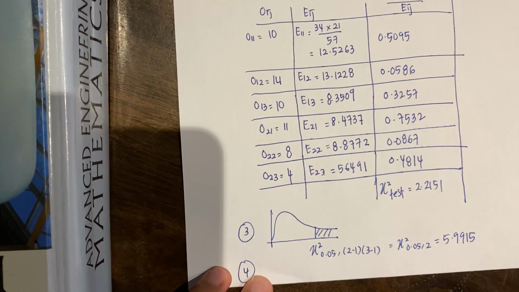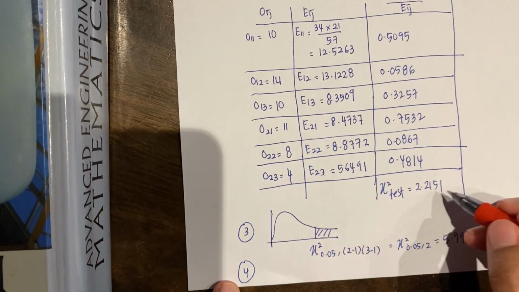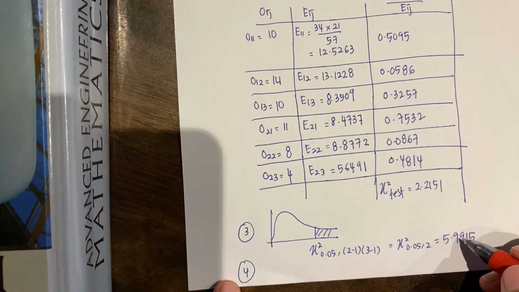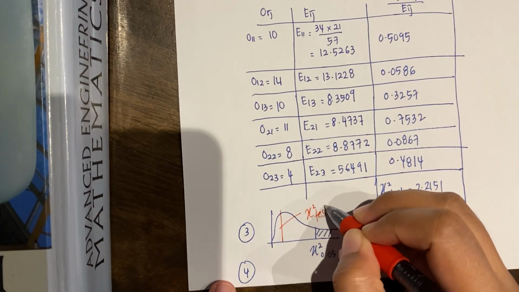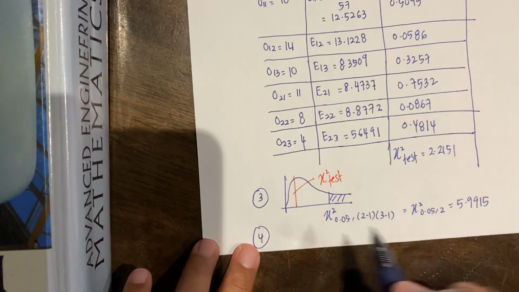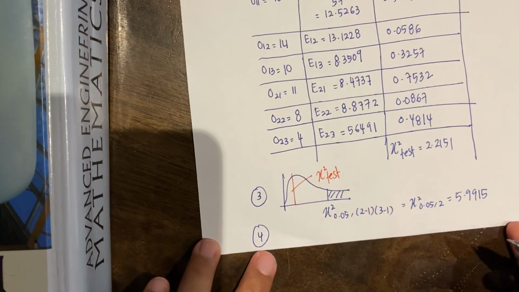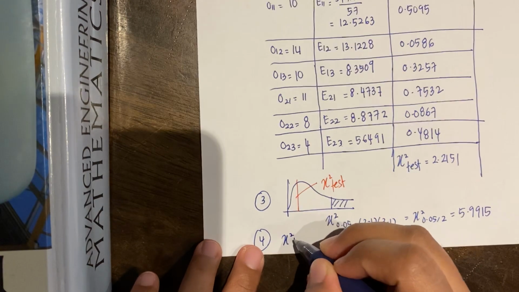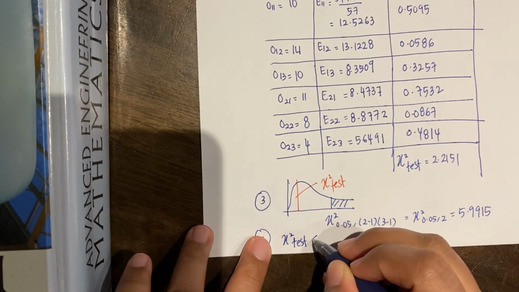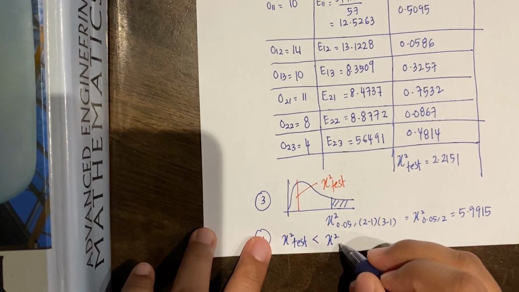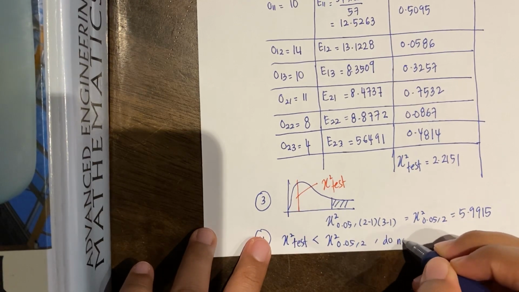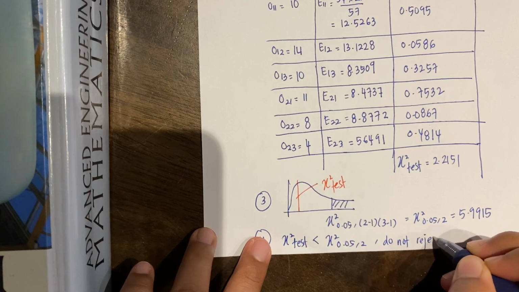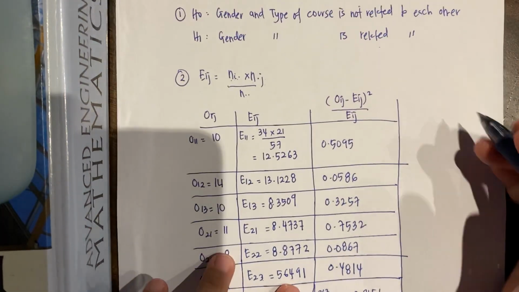Step 4, decision. As I said, you can plot your chi-square, then it will be clear for your decision. So 2.2151 is smaller than the critical value, somewhere here, which means it is in the acceptance region, so do not reject H0. Chi-square test less than critical value, then do not reject H0.